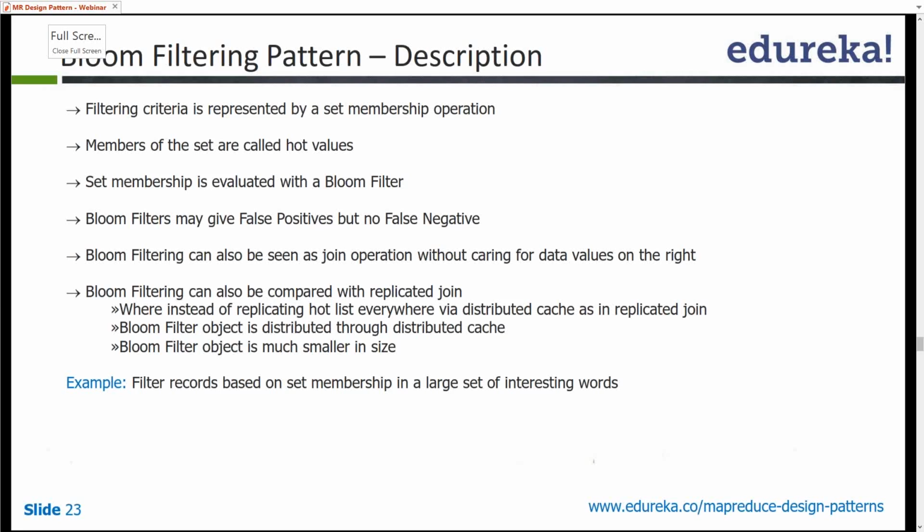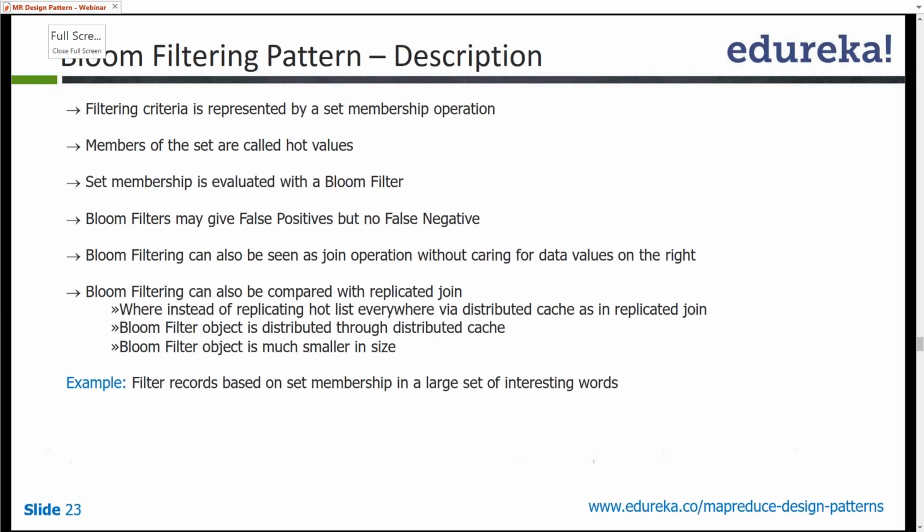Okay, there are different ways of looking at Bloom filter. They can be seen as a join operation without caring for data values on the right. In some ways it is a join operation because you have selected a certain set of records which you want to merge with things which are on the other side, on the right hand side of the filter. But this is without the records actually being joined from the databases. You have actually picked up the right set of records. So if you do a join, you don't have to do the join on the whole thing.